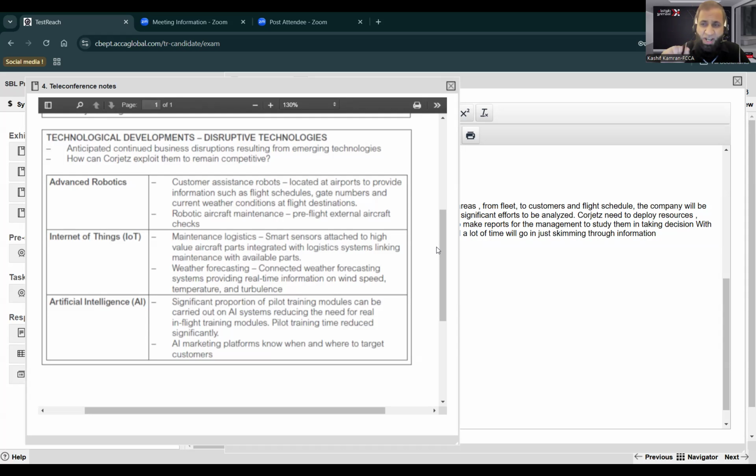So the robots can have an external check of the aircraft. You can deploy robots in an external check of the aircraft before the takeoff. And you can use robots to assist the customer for the gate number. You can assist the customer for the weather. You can assist for the flight schedule.